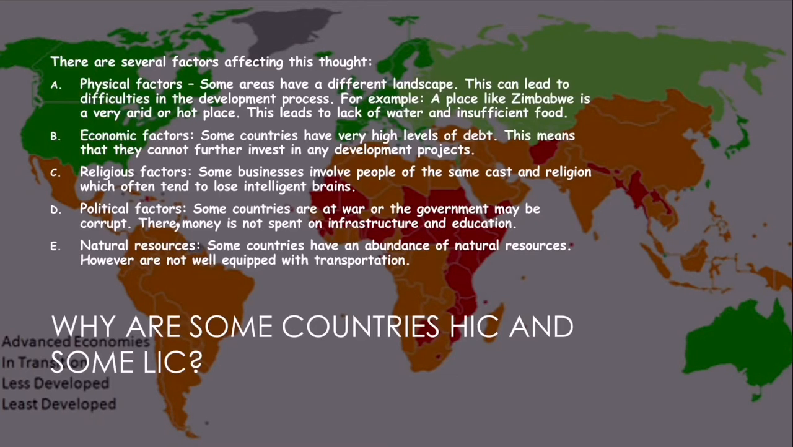Political factors are that some countries are at war or the government may be corrupt. Their money is not spent on infrastructure and education. Natural resources: some countries have an abundance of natural resources, however, are not well equipped with transportation.